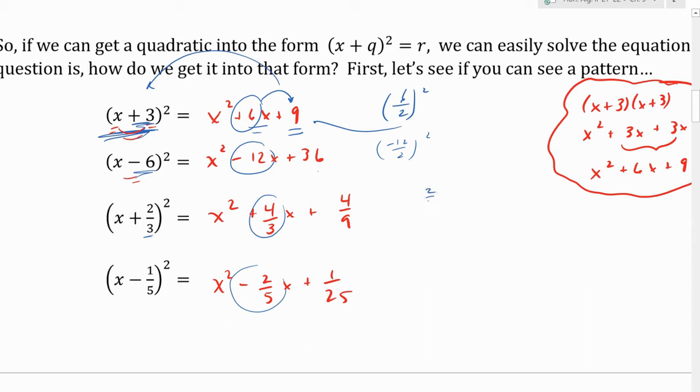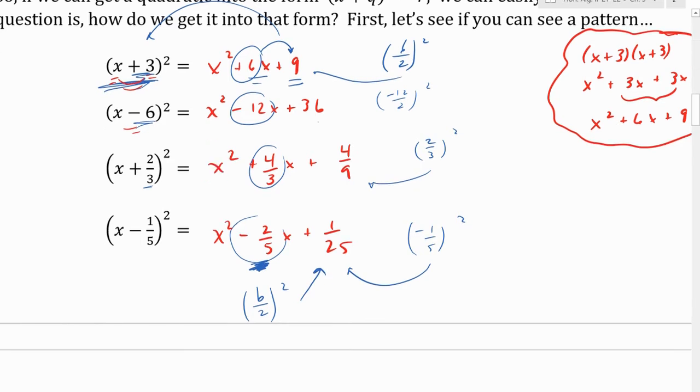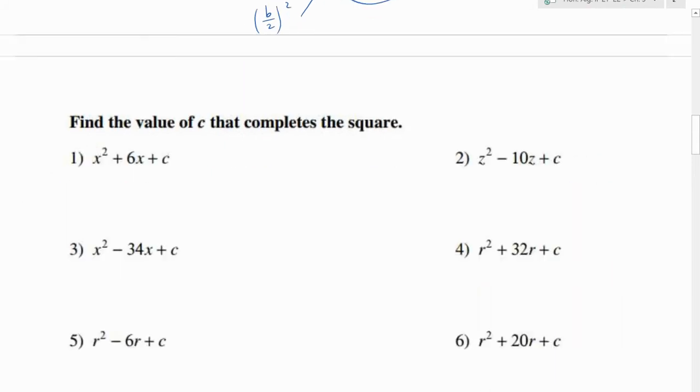Half of 4/3 is 2/3. And you square it, you get 4/9. Half of negative 2/5 is negative 1/5. And you square it, and you get 1/25. So when you multiply out a perfect square, like the A, B, C, the B, if you half it and square it, you get the C. Okay, that's the key to what we're going to do today, is noticing that pattern. So we're going to find the value C that completes the square. So we're trying to figure out what goes here so that this is a perfect square.